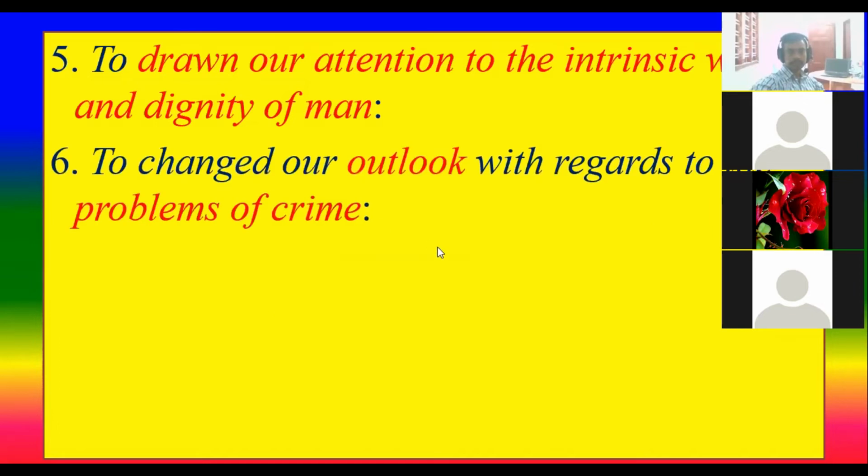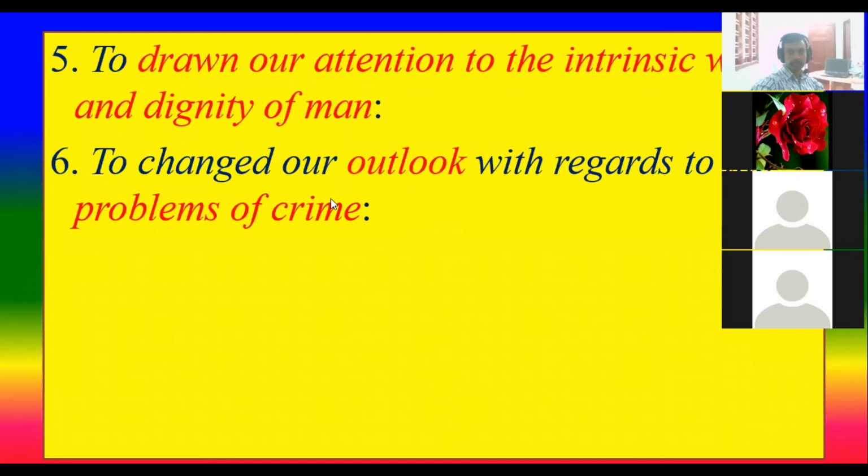Sixth one, change our outlook with regard to the problem of crime. Crime means violation of human rights or criminal code. Why does a person commit crime? Due to social factors. When we study sociology, it helps us to change the outlook regarding crime and to prevent crime in our society. So the study of sociology is very important.